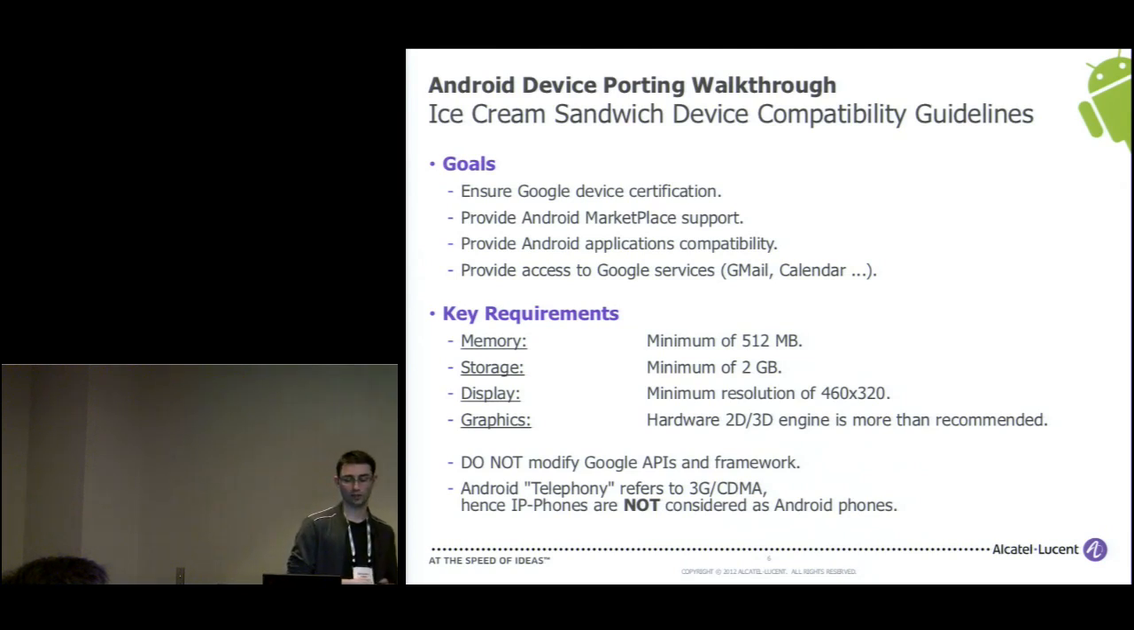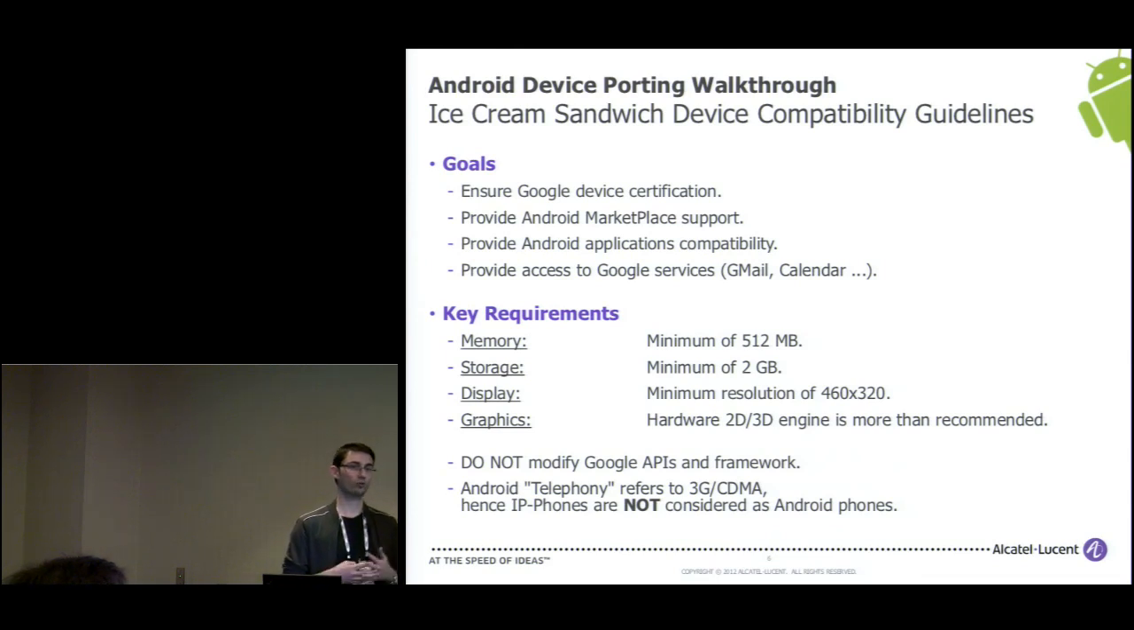For example, for Ice Cream Sandwich, the document is about 25 pages long, but the main considerations in terms of hardware are, for example, memory: the minimum is around 512 megabytes. Normally it's 340, but depending on the physical device you just use 500 megabytes. For storage, you also have a minimum of 2 gigabytes. For the display, there is a minimal resolution so that applications are well displayed. You also need some hardware for graphics, and you cannot modify the Google APIs in the framework. You can extend it, but you cannot modify it.